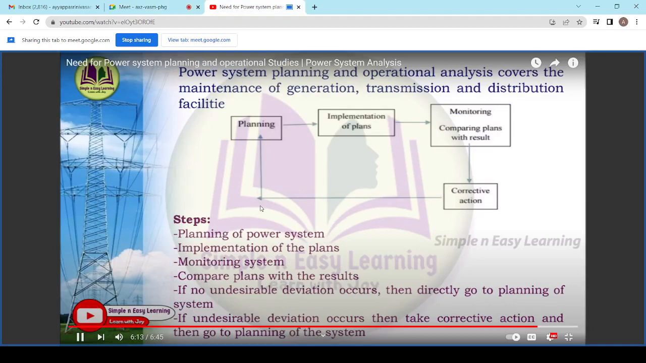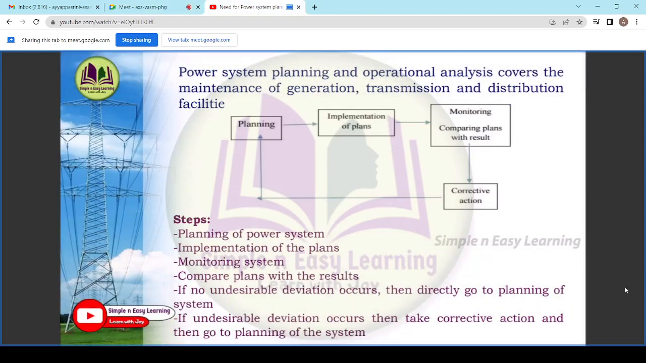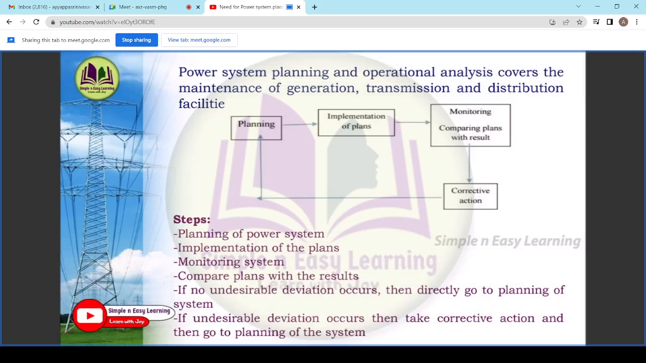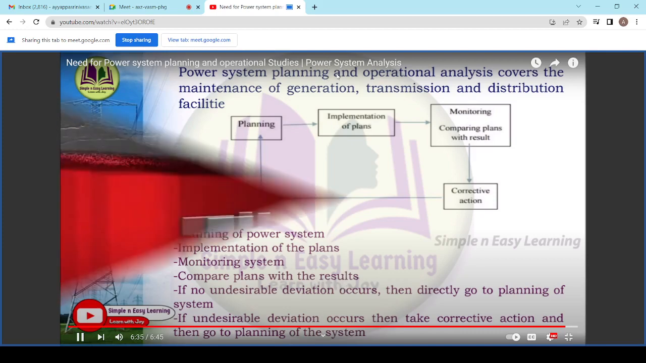So what are all the steps? First, planning of a power system, implementation of the plans, monitoring the system, comparing plans with results. If no undesirable deviation occurs, then directly go to the planning of the system. If undesirable deviation occurs, then take corrective action, then go to the planning of the system. Corrective action is necessary only if there is a deviation. Otherwise, we can go directly from monitoring to the planning of the system.